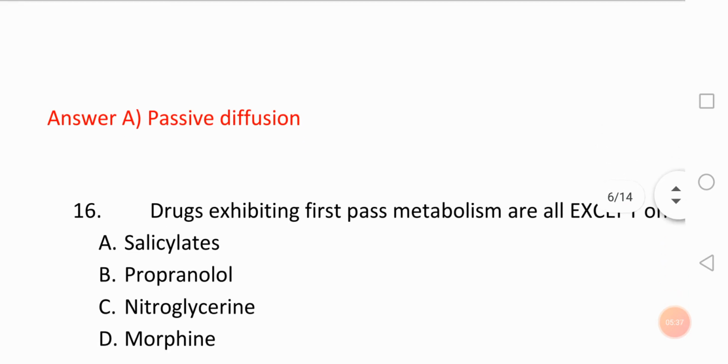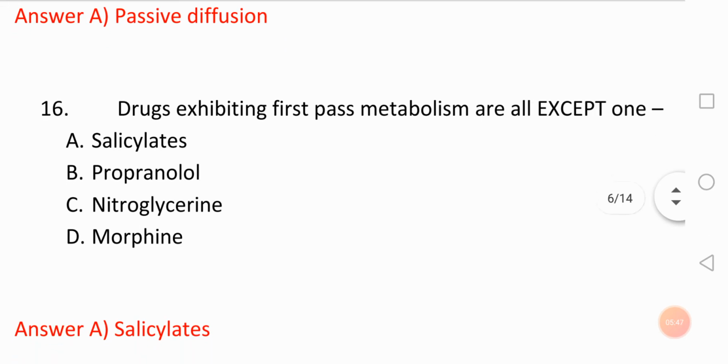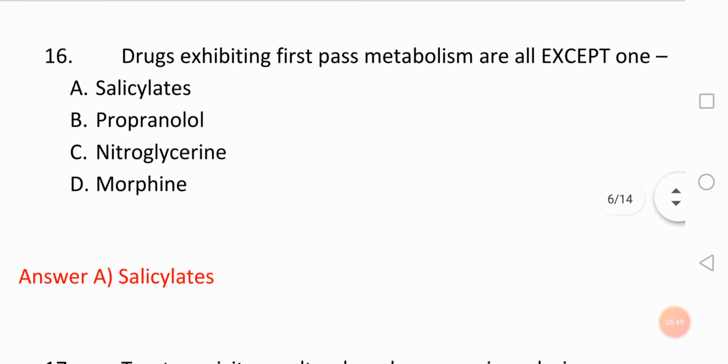Next 16 question, drugs exhibiting first pass metabolism are all except one: A. Salicylates, B. Propranolol, C. Nitroglycerin, and D. Morphine. And the answer is A part, salicylates.